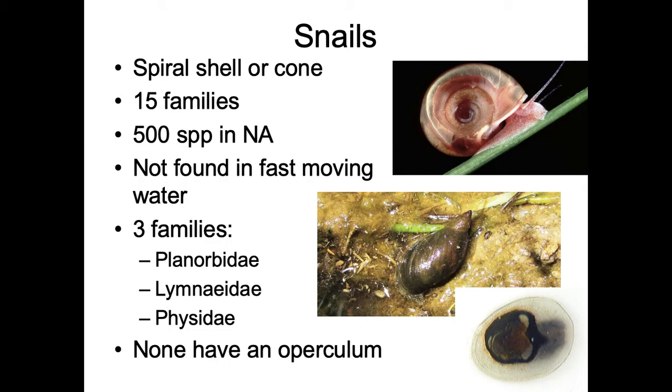There are 3 families that we're going to learn out of those 15, and these are the most common ones that you'll come across. They're the most common ones that I've found when I've been sampling places in the southeastern United States. So we'll look at Planorbidae, Limnaeidae, and Physidae. None of them have an operculum, which is a hard thing that the snails can pull to close up the hole at the end of their shell. So none of them have that.